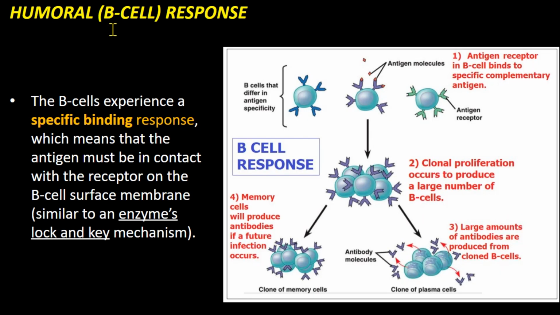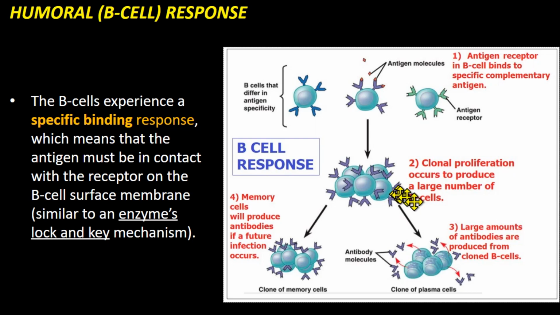So let's take a closer look into the humoral or the B cell response. First, the antigen receptor in the B cell is going to bind to the specific complementary antigen. Remember, the antigen would have been from the virus or the bacteria, whether it's like a spike protein or a little piece of the bacteria that the B cell could recognize to take action. What's going to happen next is that clonal proliferation is going to occur. These B cells are going to undergo cell division, and they're going to divide to produce a large number of B cells. This is called clonal proliferation.